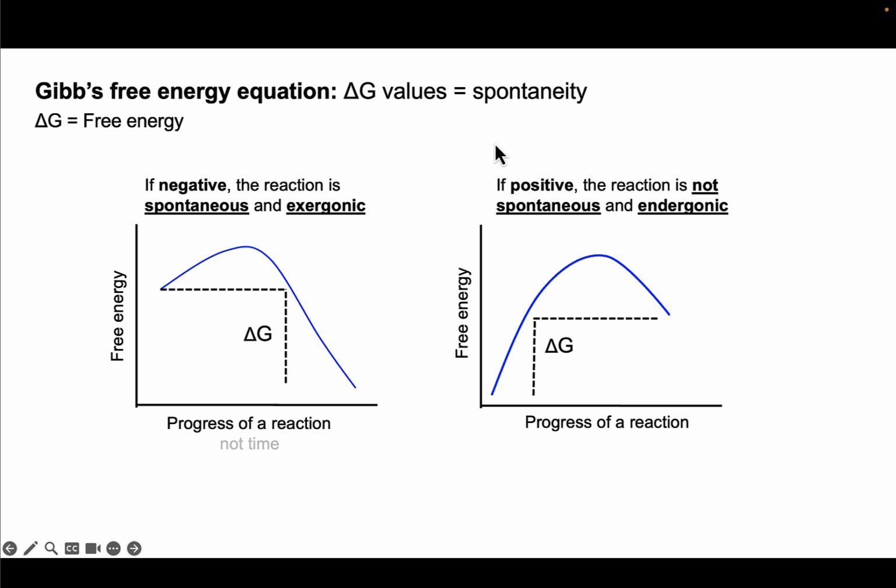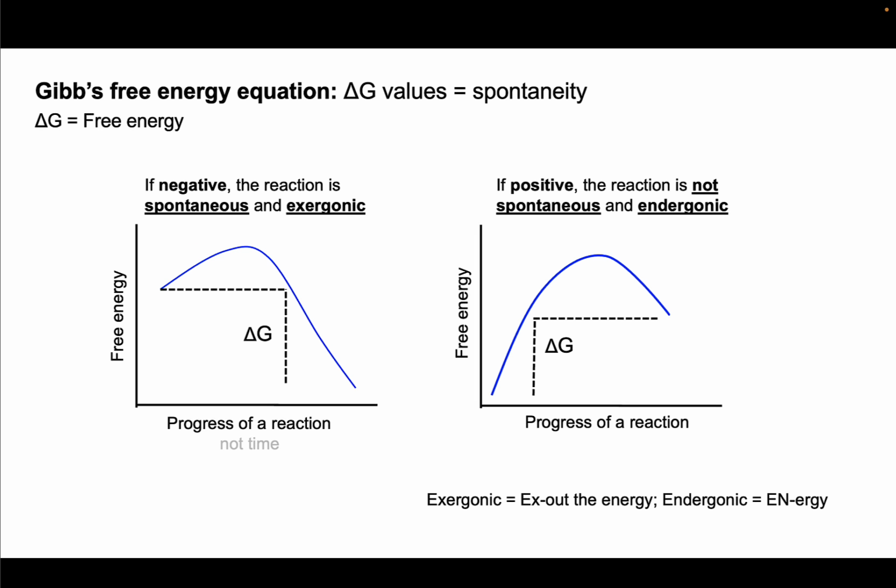In contrast, if delta G is positive, so the reactants have low potential energy and are disordered, and we want to build something that's really ordered with lower potential energy, then the delta G will be positive. This reaction is not spontaneous, and it's going to be endergonic. So again, exergonic means to X out the energy, and endergonic for energy, if you wanted to remember those terms.